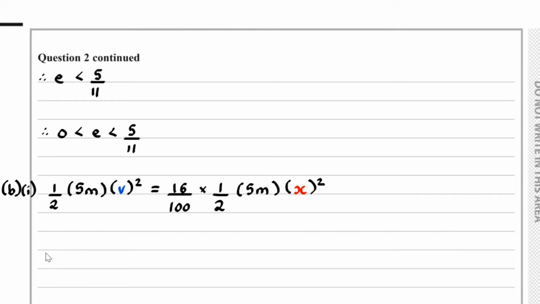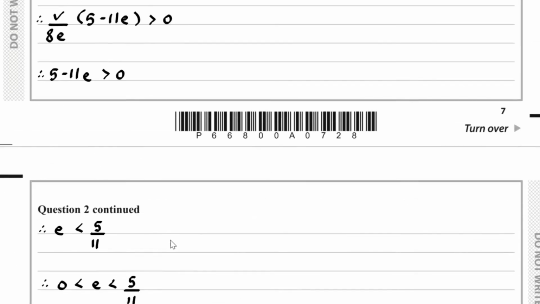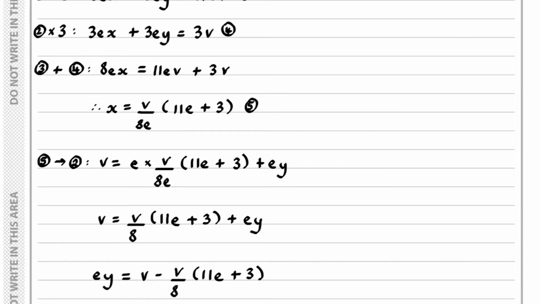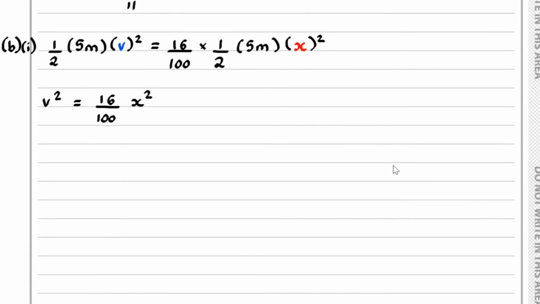Now, if I tidy this up a little, first of all, the 5m's cancel on both sides, and so do the 1/2s. So we have v squared equals 16 over 100 lots of x squared. But we know what x is. x we have found over here. And so we have v squared equals 16 over 100 lots of x squared. Now x squared is v squared over 64 e squared lots of 11e plus 3 all squared.